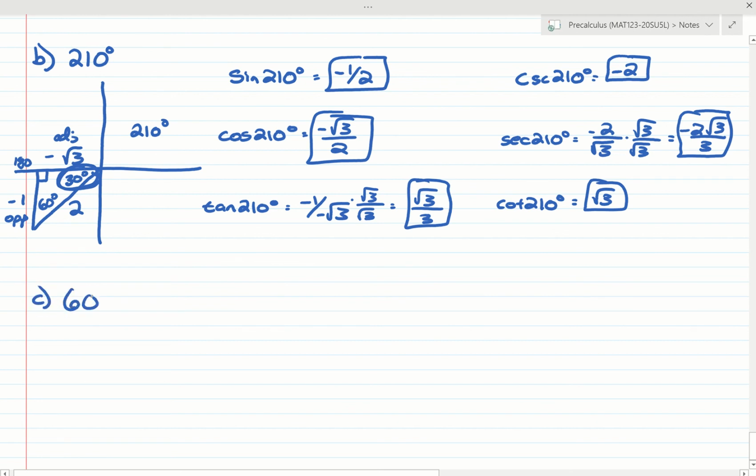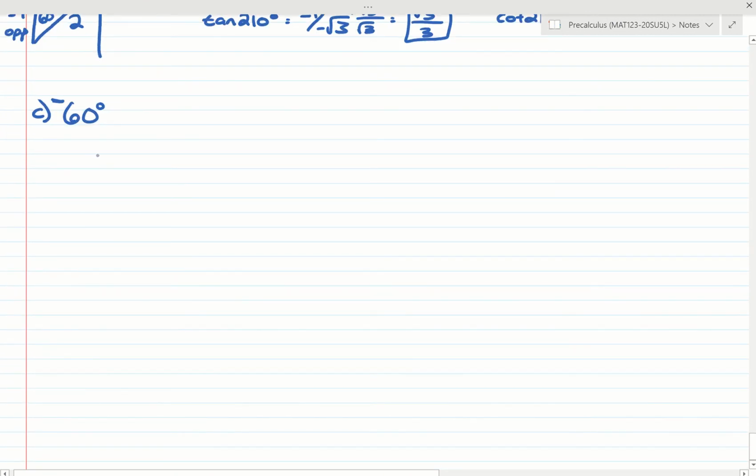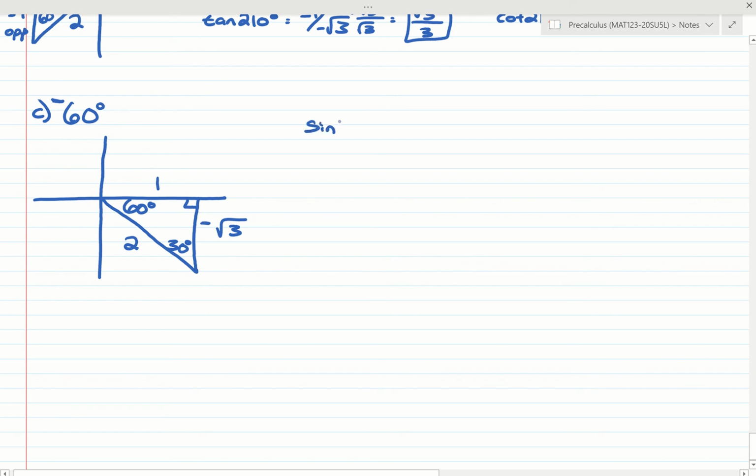Let's try 60 degrees. Or let's make it negative 60 degrees. Make it a little bit more interesting. Negative 60 degrees will put us like over here. Now, we don't want to write negative 60. Our reference angle is always positive, so we'll put 60 here, which means we have another 30, 60, 90 triangle. Opposite the 30 is 1, the hypotenuse is 2, the opposite side to the 60 is root 3, but because it's going down, we'll make that negative. Anytime you go left or down, that side is negative.